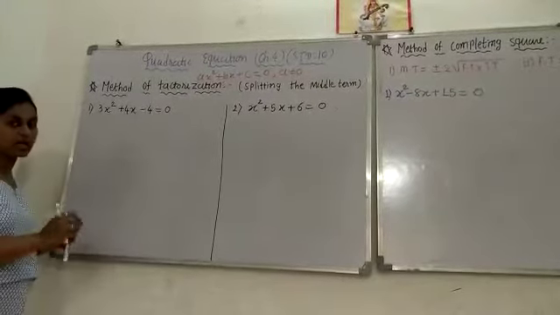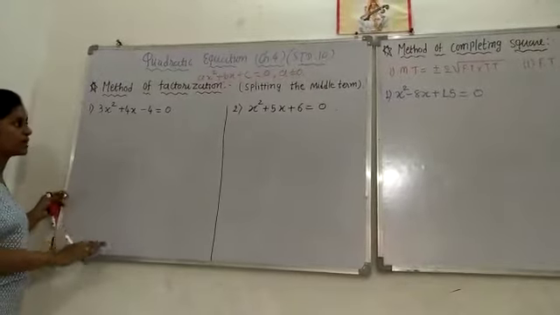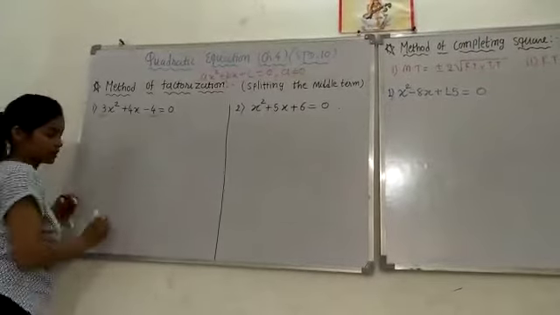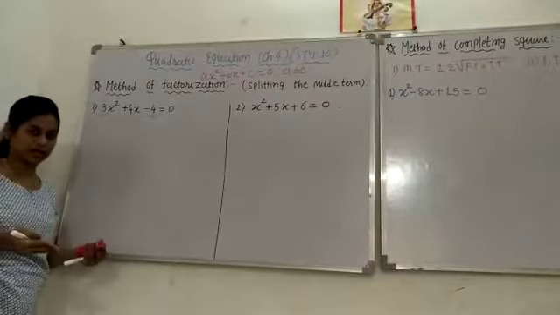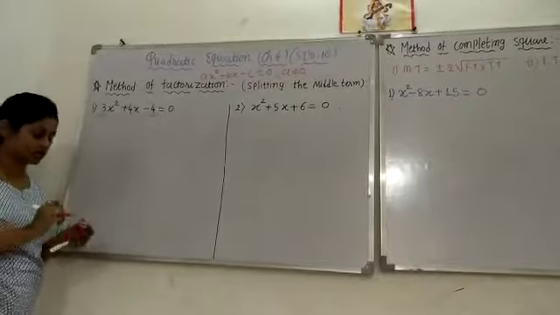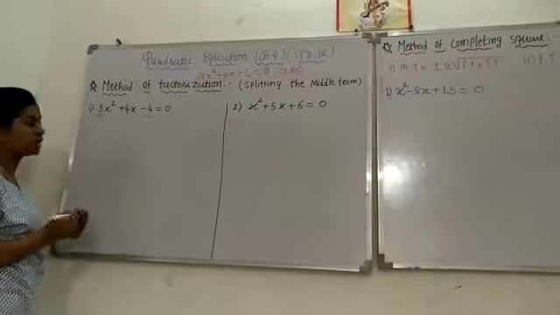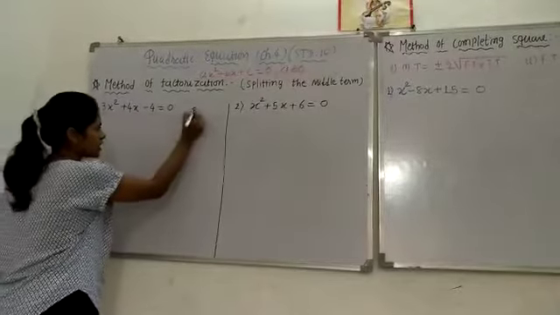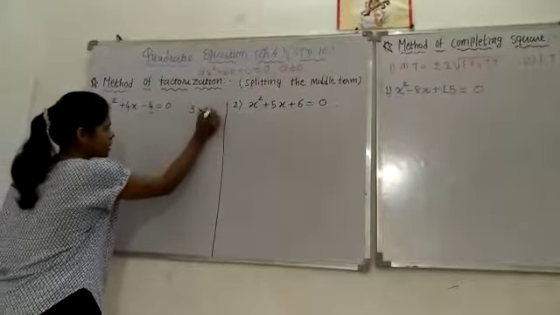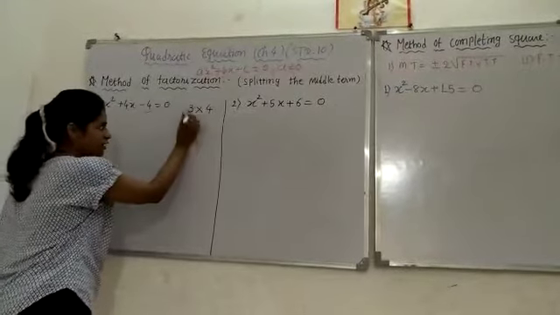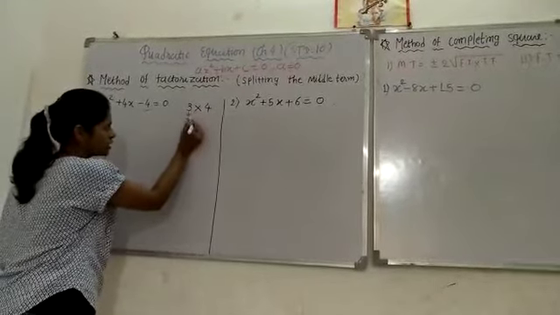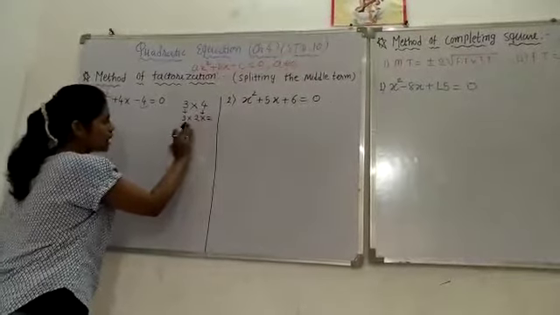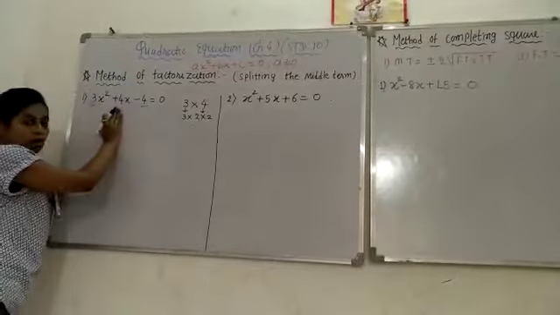In splitting the middle term, first of all you should multiply the x square coefficient and the constant term and find the prime factors and adjust them to the middle term. So here in this question 3x square plus 4x minus 4, your x square coefficient is 3 and the constant term is 4. Find out its prime factors. The factor of 3 is 3 itself because it is a prime number. The factor of 4 is 2 into 2. Now adjust this according to your middle term.